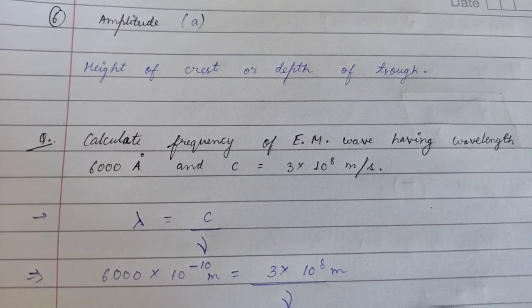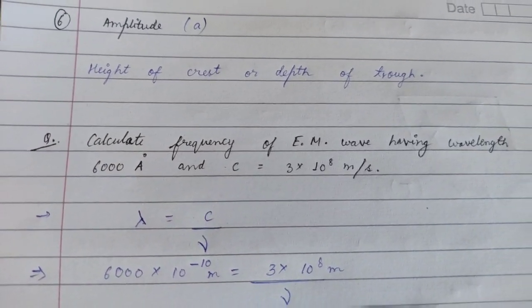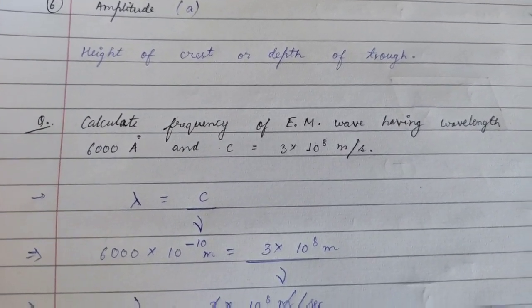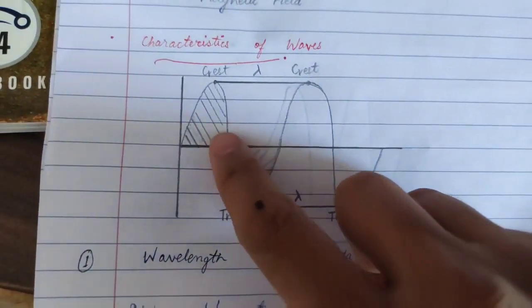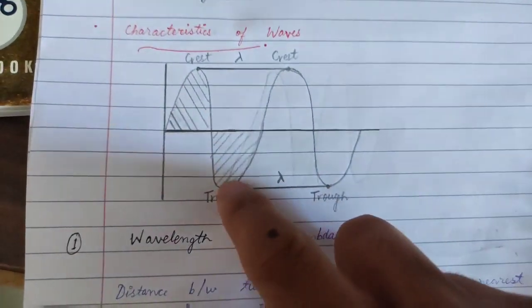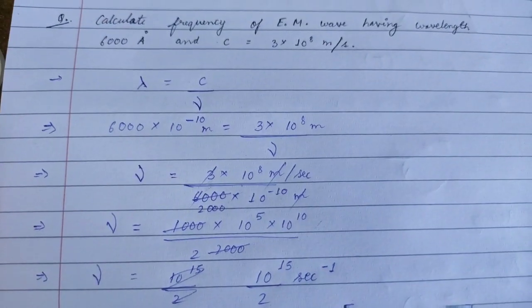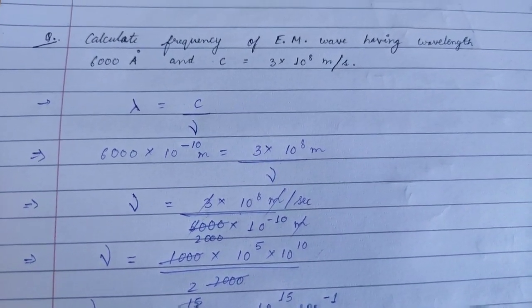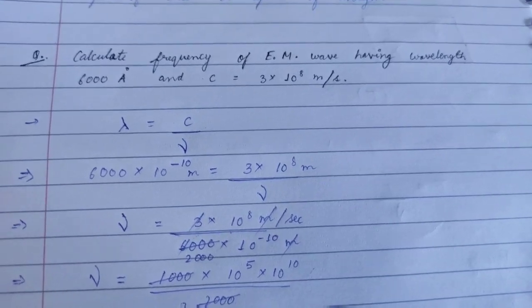Then next comes amplitude. It is the height of the crest or depth of the trough, or basically from this point to this point, it is the height. This is known as amplitude. Now let us solve this question first. This will help you to get a better hold on it.